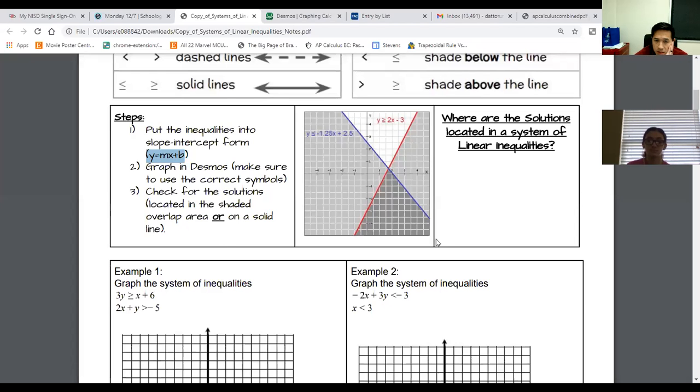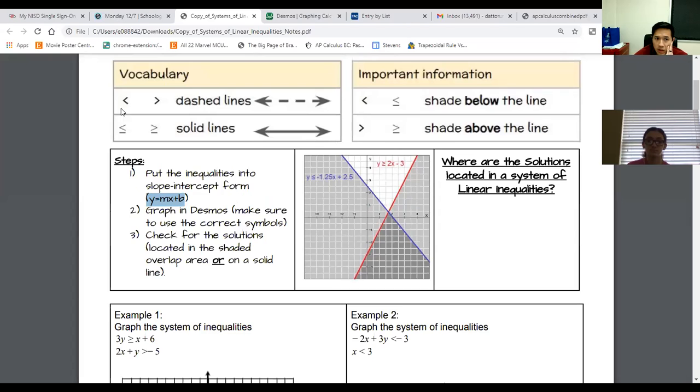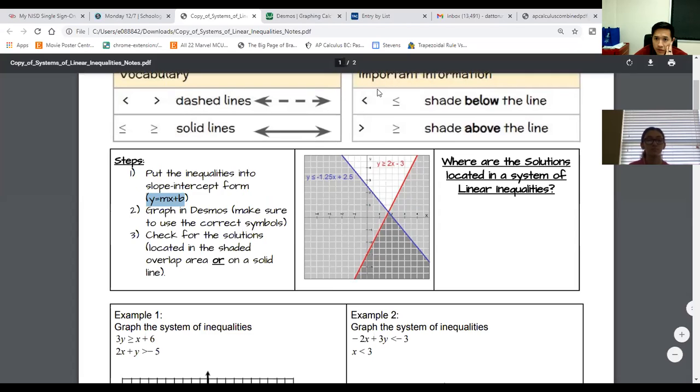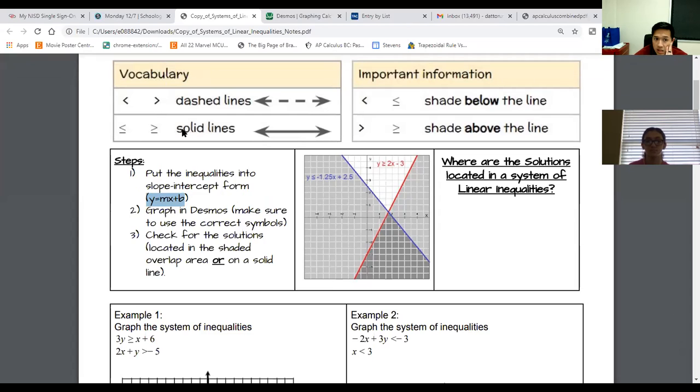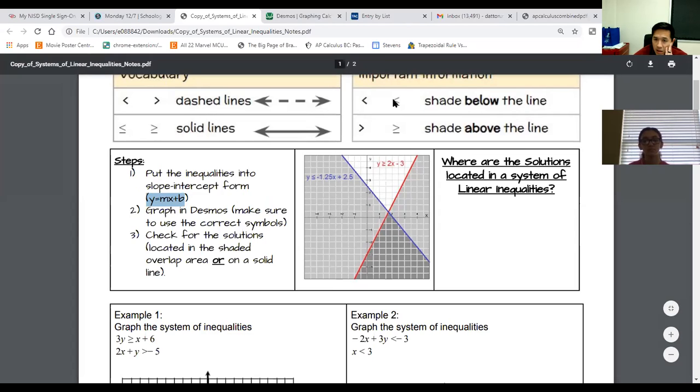To review what we just did from last week, we went over vocabulary terms and important information about dashed lines and solid lines. Dashed lines are for less than or greater than, or sorry, not equal. Solid lines are for less than or equal to or greater than or equal to. And to properly shade, less than or less than or equal to is always shaded below, and greater than and greater than or equal to are always shaded above.